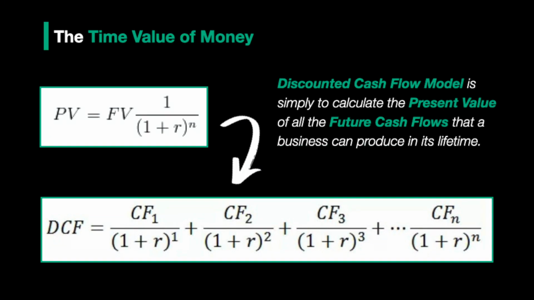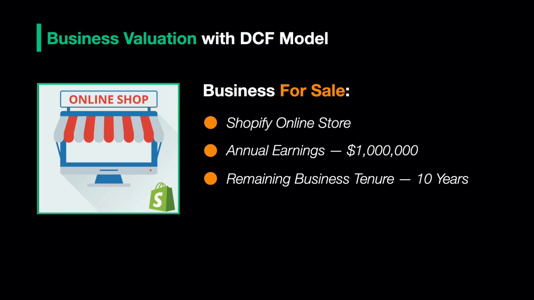It's simply to calculate the present value of all the future potential earnings that the business can produce. When you are buying shares of a company or even the whole business, analyzing the expected discounted cash flow is one of the best ways to help you decide which investments are worth your money and how much money you should pay for it. Now let's take a look at another example.